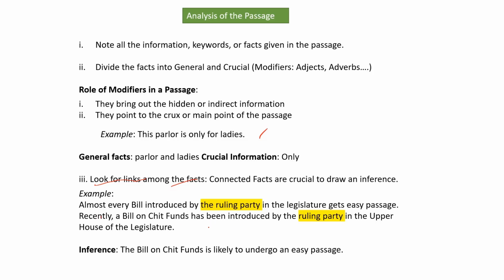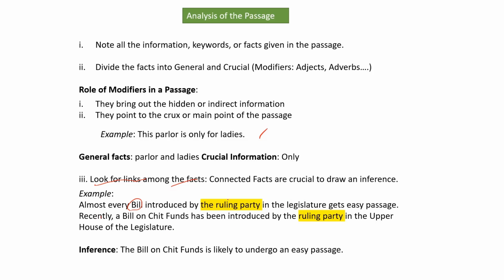Right? So here you have 2 statements. The first statement says that every bill introduced in the legislature gets an easy passage, right? So the keywords are bill, every bill, ruling party, legislature, easy passage. These are the keywords. The second statement, a bill on chit funds, so it has a new keyword, that is chit funds, has been introduced by the ruling party, but this ruling party is present in both the statements.